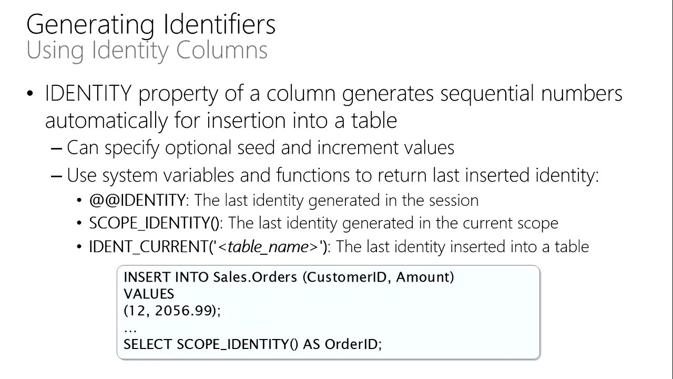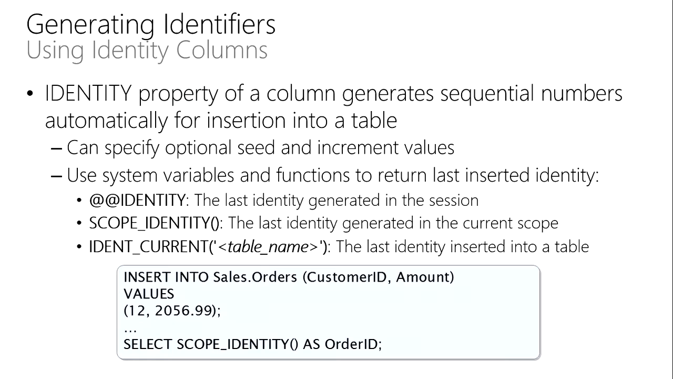The other, and I guess the most explicit way of doing this, is the IDENT_CURRENT function, to which you pass a table name, and it will give you the last identity inserted into that table. Now, that might sound like exactly what we need, but again, that's across all sessions. So if someone else has inserted into that table, it will get the identity they generated. So it's not an exact science.